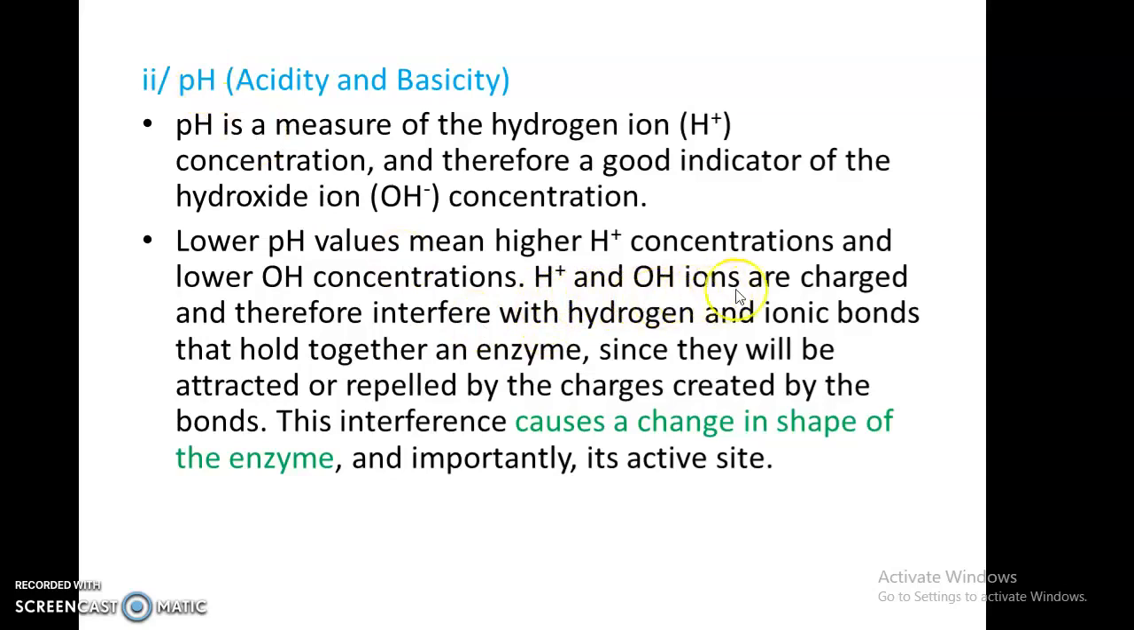Hydrogen ions and hydroxide ions are charged. They are charged, positively and negatively, and therefore interfere with hydrogen and ionic bonds that hold together an enzyme, since they will be attracted or repelled by the charges created by the bonds. This interference causes a change in the shape of the enzyme and, importantly, its active site.